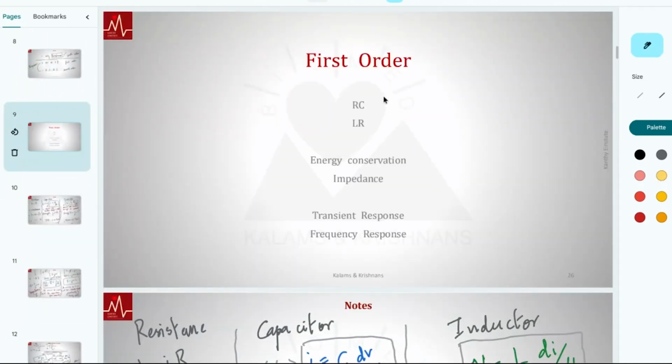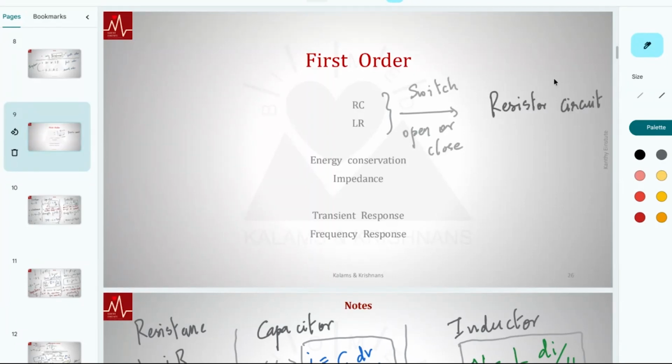What typically happens is a switch opens or closes. With the switch closing, it becomes a resistor circuit. This you know how to handle. Energy conservation, you know how to handle. Now the transient response: things are functions of time, with a graph, an equation, and any particular value.